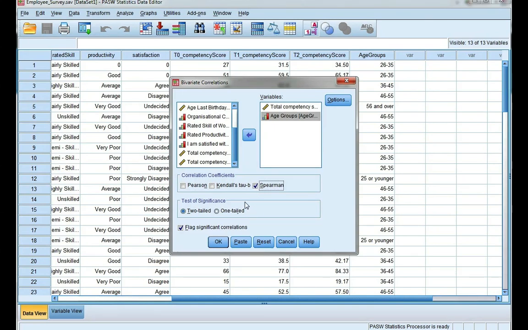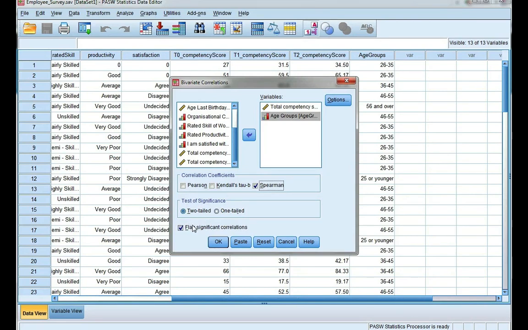You also have test of significance, two-tailed or one-tailed. You should choose two-tailed if your alternate hypothesis is two-tailed. And by that, it means you're stating there is a correlation, but you haven't said if it will be positive or negative. If, however, your alternate hypothesis says that there will be a positive relationship or correlation, or a negative relationship or correlation, then you want to select one-tailed. I'm going to leave it as two-tailed for now.